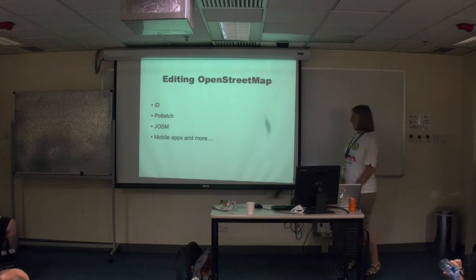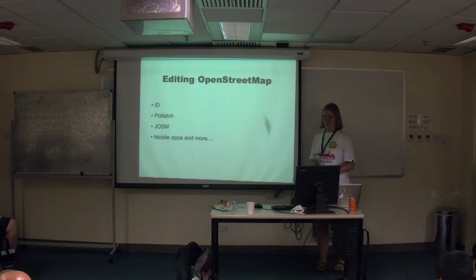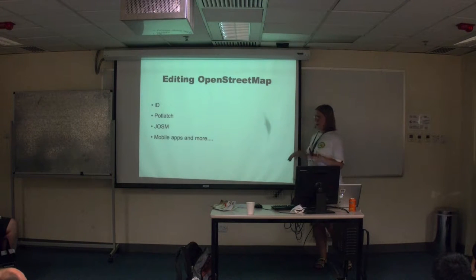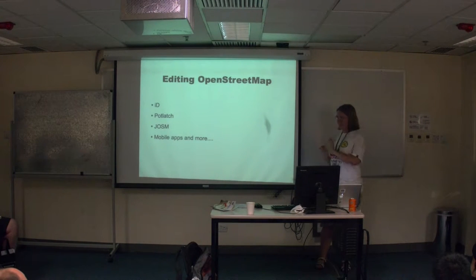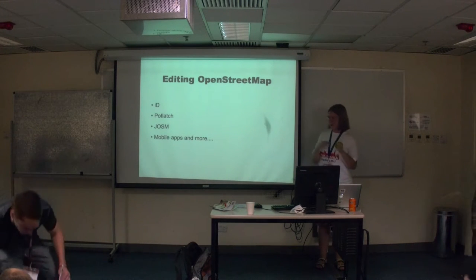So that's enough about the background. I can show you how to edit now. OpenStreetMap is a bit different from Wikipedia in the sense that it has a thing called OAuth, which Wikipedia is getting soon. It allows third party apps to connect to your account and gives them permission so that you can edit with them.